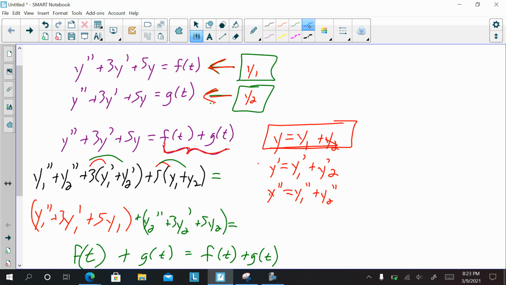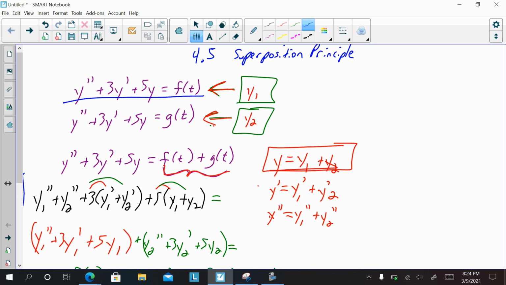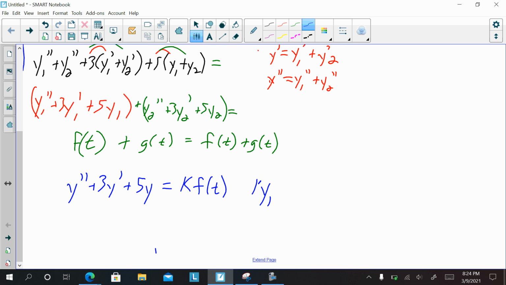We can also demonstrate that if we multiply one of these functions by a constant, for example, if we change the top differential equation, y double prime plus 3y prime plus 5y, so that the right side is, instead of just f of t, some constant k times f of t, and the solution to the original equation is y1, then changing the right side by multiplying it by a constant changes the solution by multiplying it by that same constant. So let's demonstrate that this is a solution to this new differential equation.